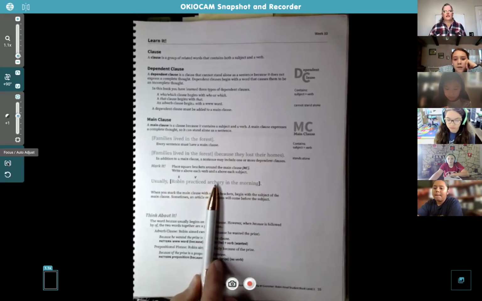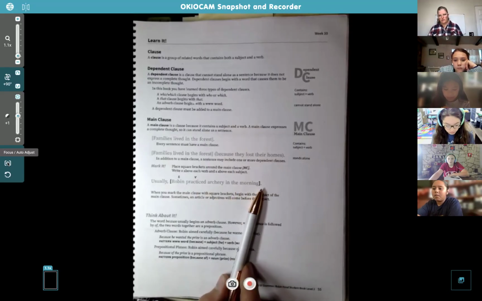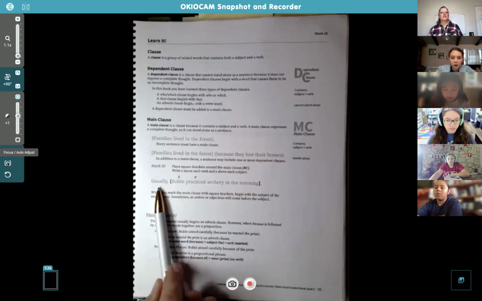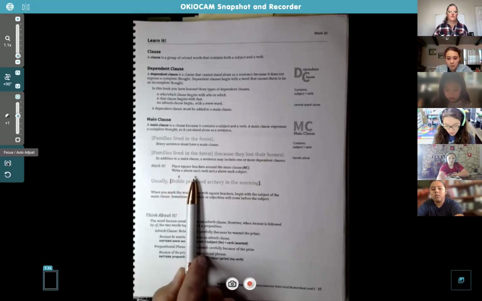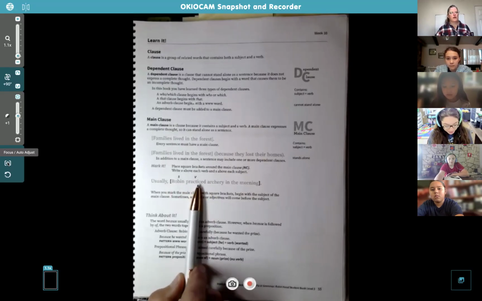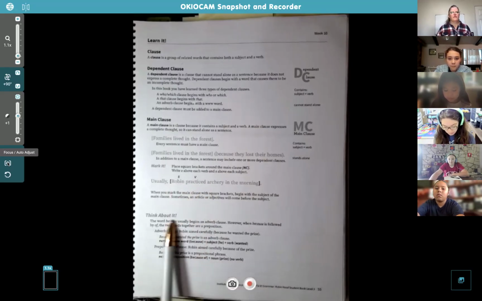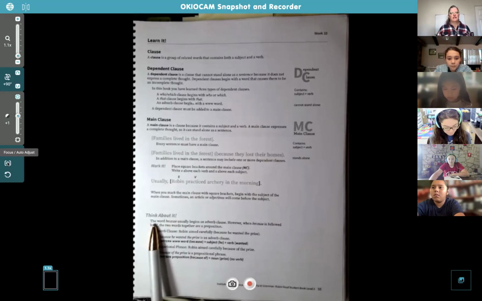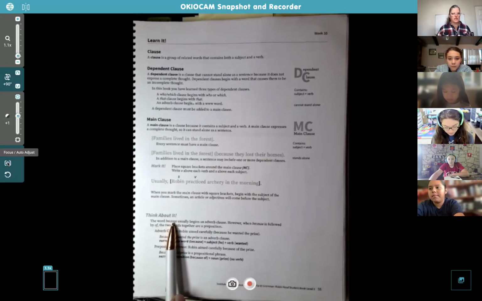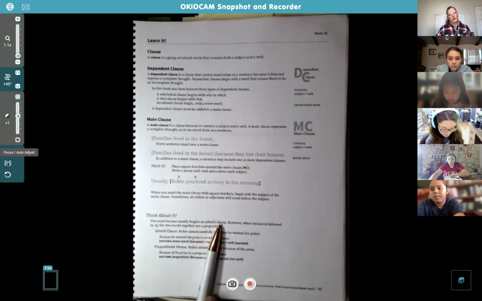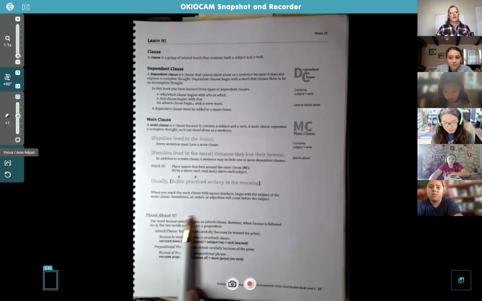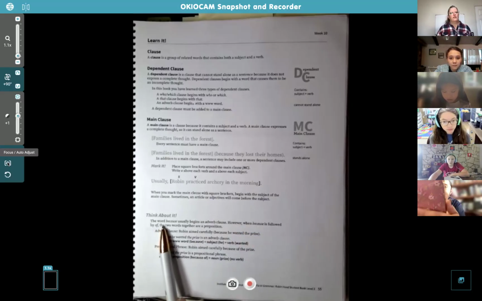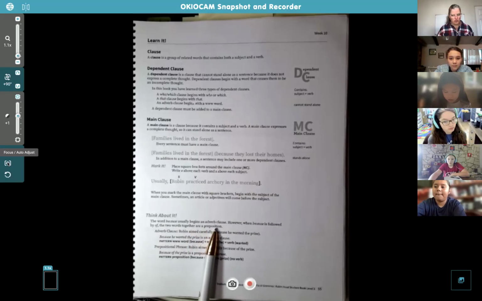Jump down here to this example. Usually, Robin practiced archery in the morning. Usually, the ly opener, is not part of the main clause. The main clause has its own subject-verb pair. Robin practiced. And then if we jump down here, it says the word because. We're going to talk about that one today. Because usually begins an adverb clause, like we talked about, www.asia.b.